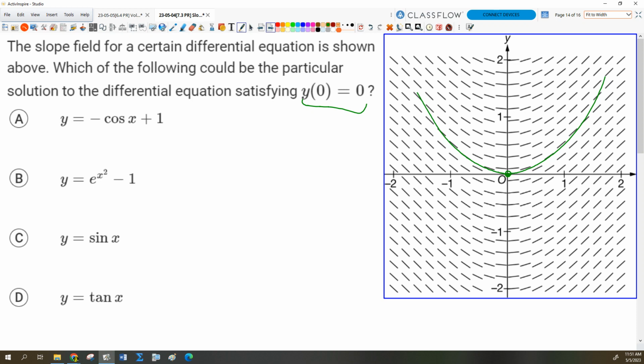The other thing would be this guy. Look, I'll show you what it looks like if we graph that one.